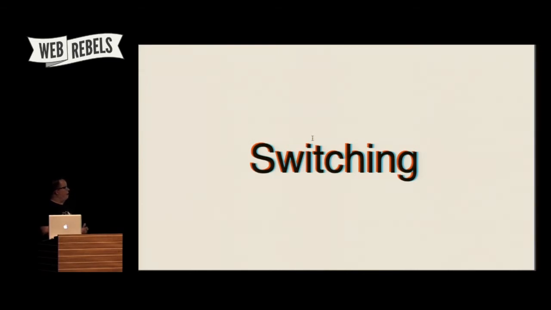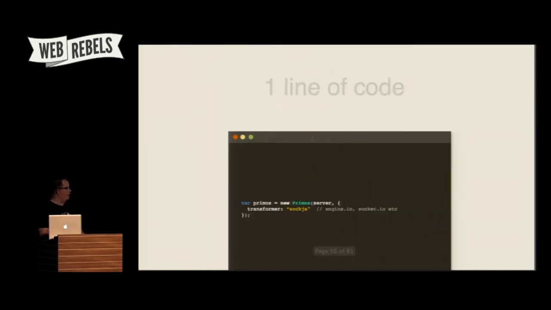So yeah, the big part of it is switching, and switching is really easy. As I said before, it just allows you to change one line of code. You just say transformer sock.js, transformer socket.io. You install the framework and it's done. You don't need to make any other changes. This is just one line and you're done.